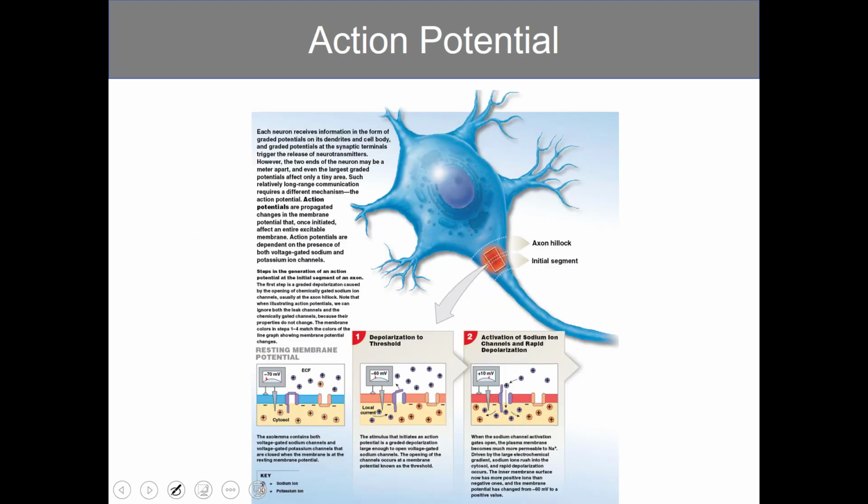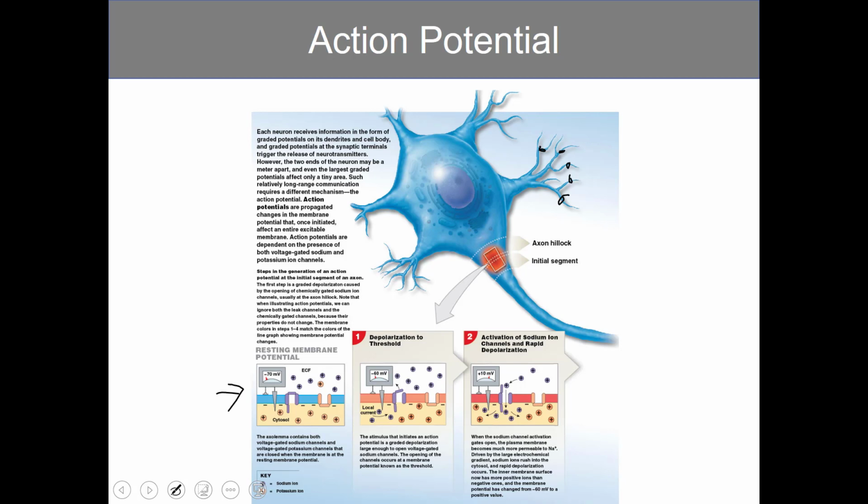So each neuron is going to receive information in the form of graded potentials on its dendrites. So these dendrites are all getting graded potentials, okay? And those graded potentials are going to add up. And if they add up to threshold, then you're going to get the initiation of an action potential. So here we are at rest. We've seen this image before. Ion channels are closed. Sodium is localized outside of the cell, while potassium is largely localized inside of the cell.